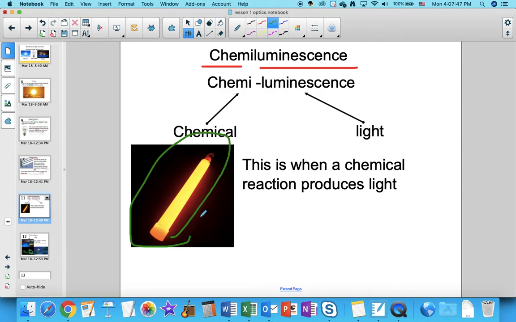Well, what happens is that there's two chemicals, and I don't know their names, in the glow stick. One is encased in glass, and the other one's outside the glass, so they're separate. And when you crack or bend the glow stick, you break the glass, causing one liquid to spill into the other liquid. That chemical reaction produces light. Any chemical reaction that produces light is said to be chemiluminescent.